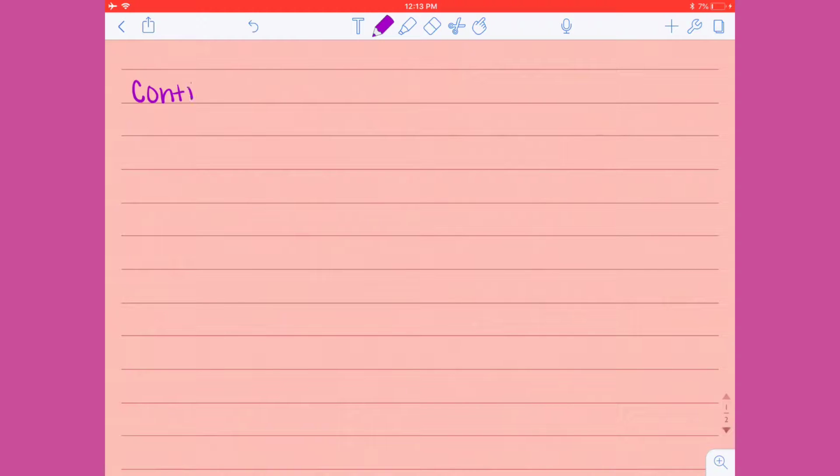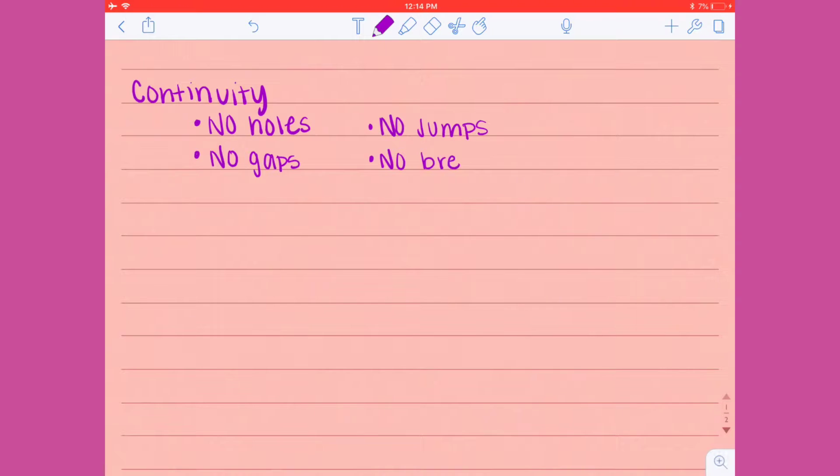So continuity. A basic, very easy, informal way to think about continuity is it is a function that has no holes. It is a function that has no gaps. It is a function that has no jumps. And it is a function that has no breaks. So if you are looking at a function, and I always hear if you can draw the function without lifting up your pencil, then it is probably a continuous function.